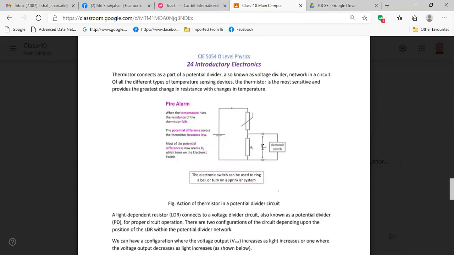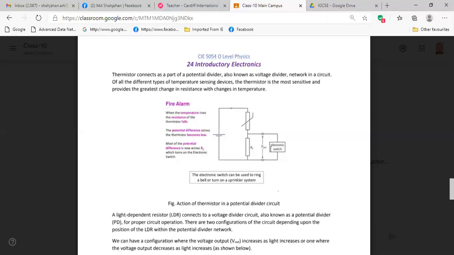And all these things are written here. Look, when the temperature rises, the resistance of the thermistor falls, and the potential difference across the thermistor becomes low. Most of the potential difference is now across R2, which turns on the electronic switch.